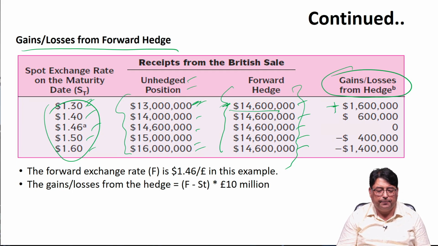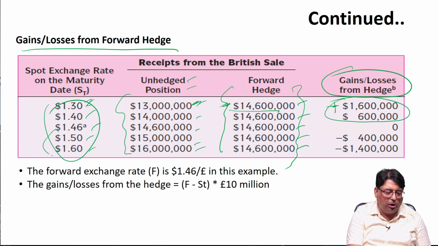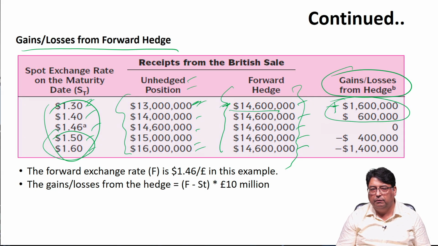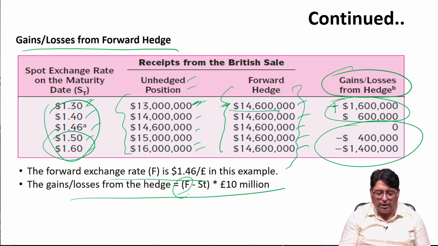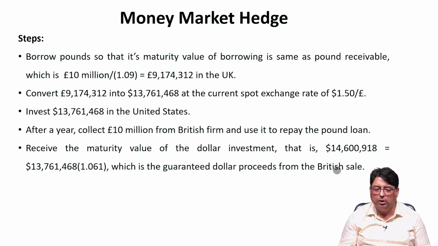So, that is due to the favorable condition of the future spot rate, that is 1.3. So, as long as the future spot rate is less than the forward rate, the firm will be having foreign exchange gains, and when the future dollar rate starts increasing from 1.46, then there will be loss to the firm. So, in this example, as you know, $1.46 per pound is taken, and the gains and losses is forward rate minus spot rate multiplied by 10 million.